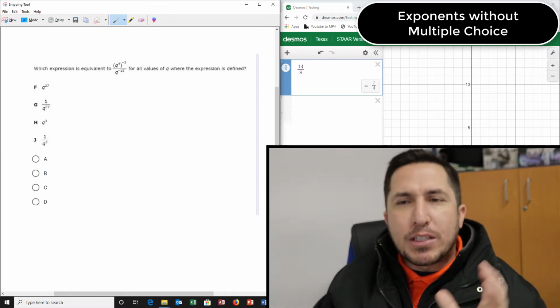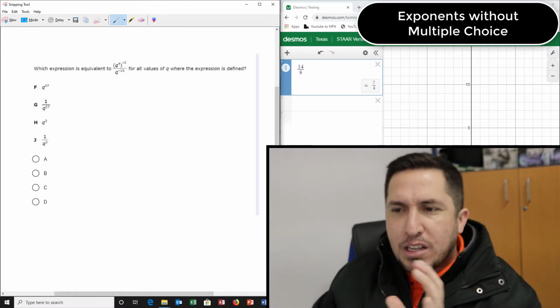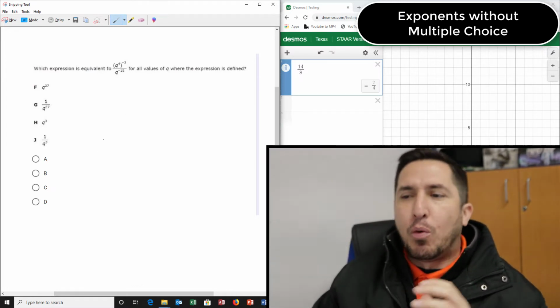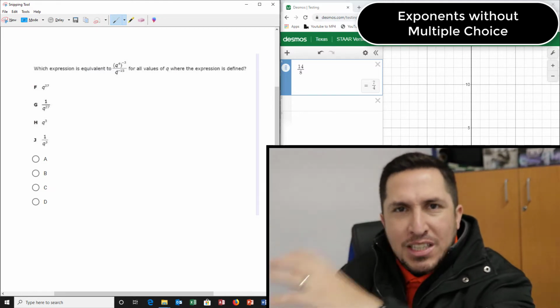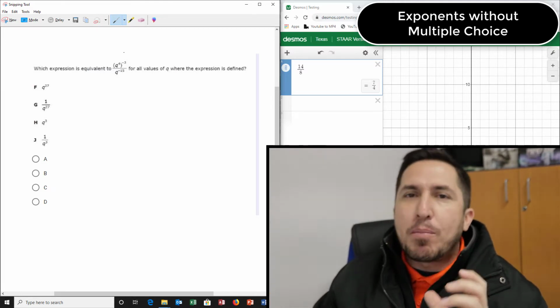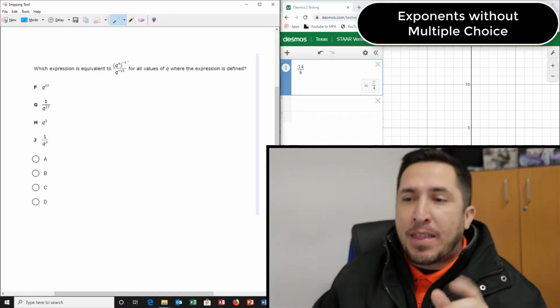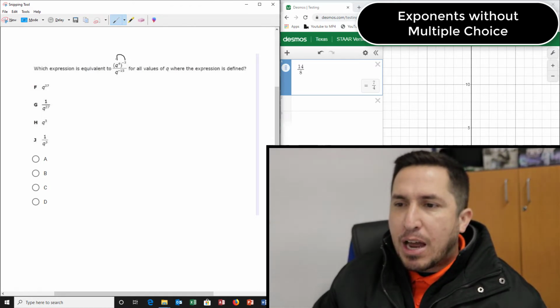Well, you already know what to do when it's fractions, but I don't know what to do when there's a little power outside of the power. Well, the rules are whenever there's a power outside of the parentheses, you have a power being raised to a power, you multiply that guy. So I'm going to go negative 3 times 4.